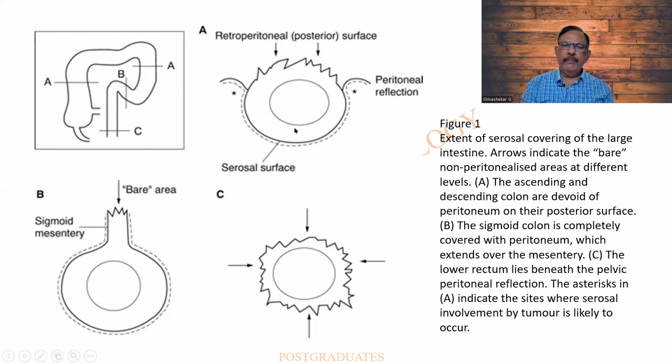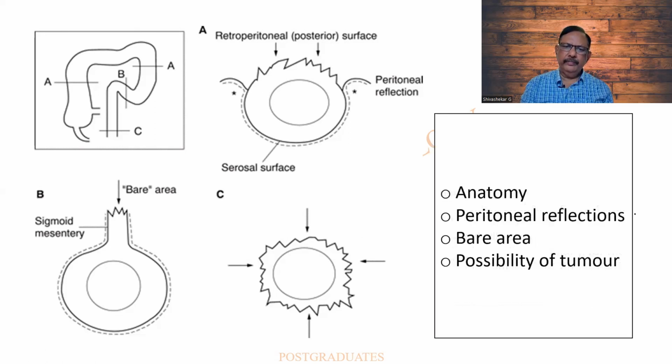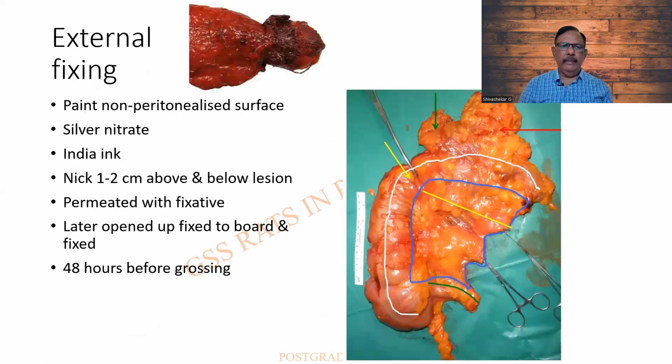And there are also the peritoneal reflections, and these are notorious areas where there can be deposits of tumor we should be having in mind. And always when a bit is given, even in a downward one, to what extent it extends matters. So these are the important subheadings we should be having in mind.